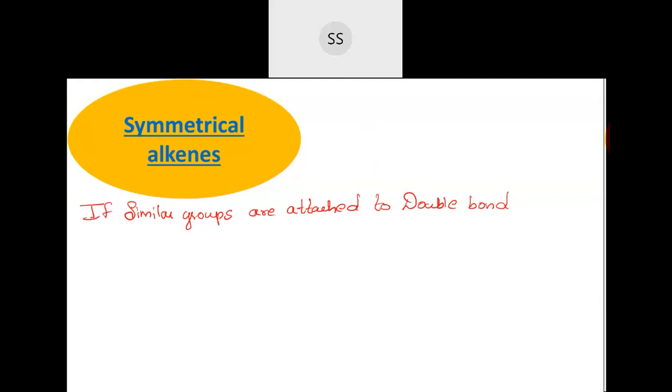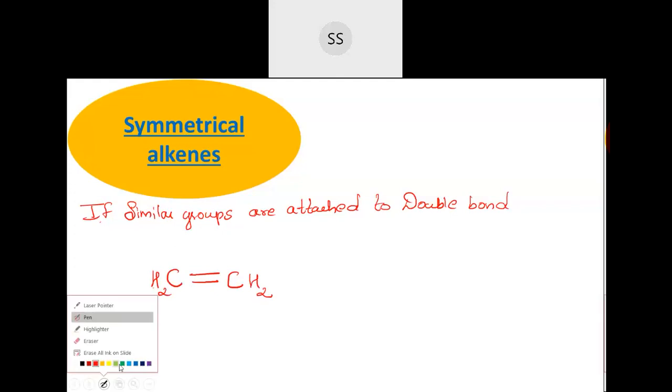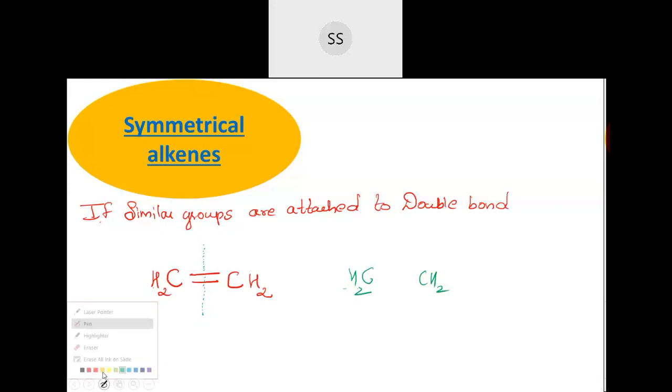Now symmetrical alkene means that if two similar groups are attached to a double bond, like this. If I have a carbon-carbon double bond, and on this side I have CH2 and on the other side I have CH2, and if I break this into two pieces across the double bond, because we are talking about alkenes, so we focus across the double bond, I will get one fragment of CH2 and another fragment of CH2. They are the same, no? Both of them are the same. So such alkenes are called symmetrical alkenes. One more example I can give you.